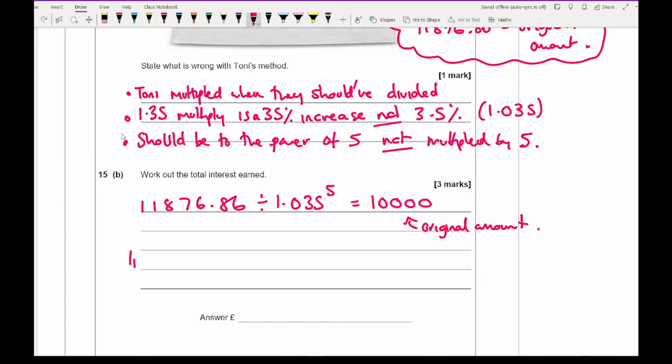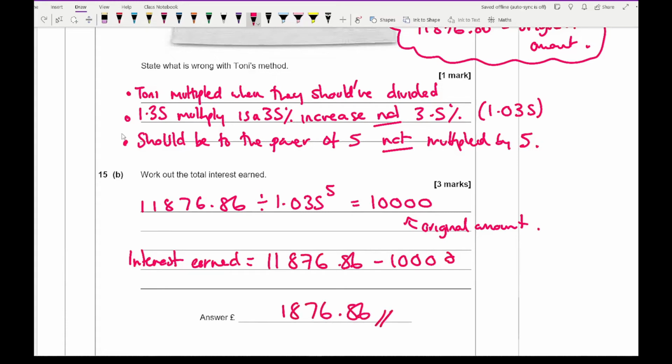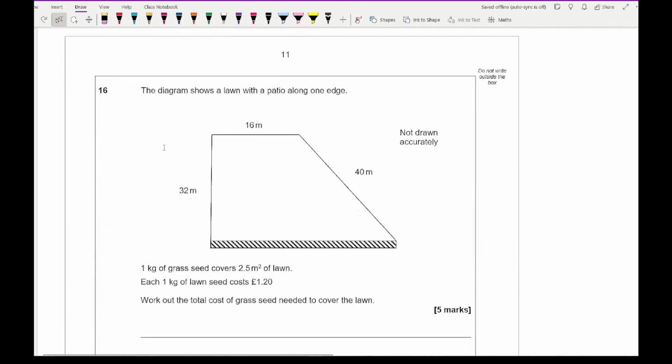So the interest earned is going to be the final amount, which was 11,876.86 minus the original amount, giving us a final answer of 1876.86. Moving on to question 16, it says the diagram shows a lawn with a patio along one edge.